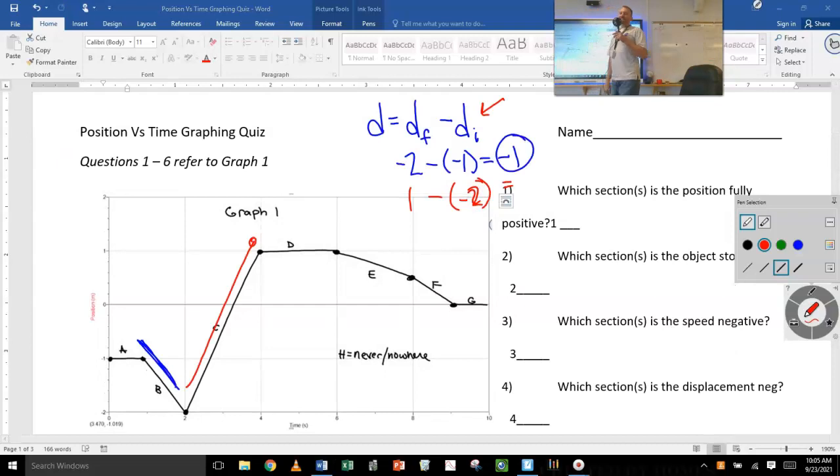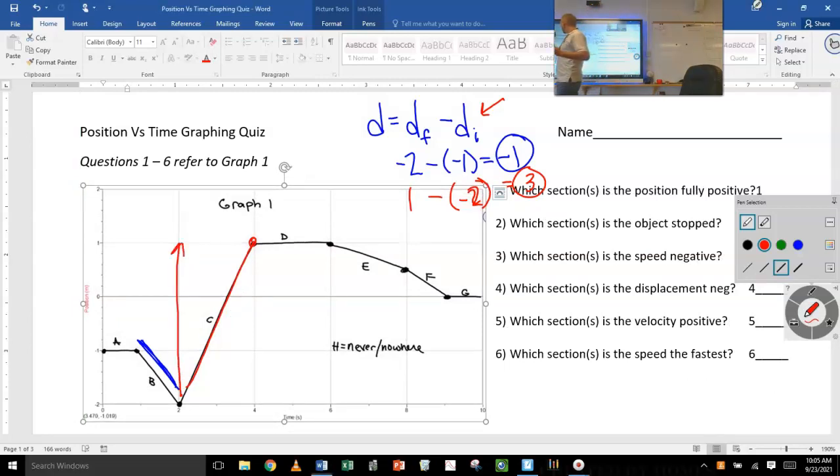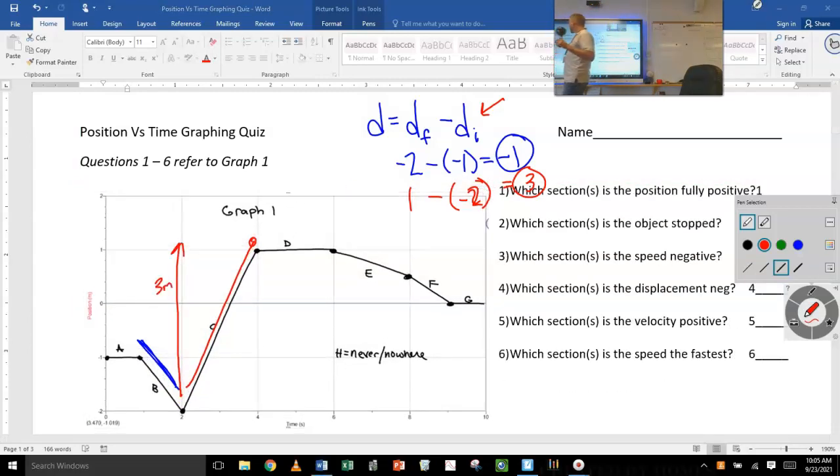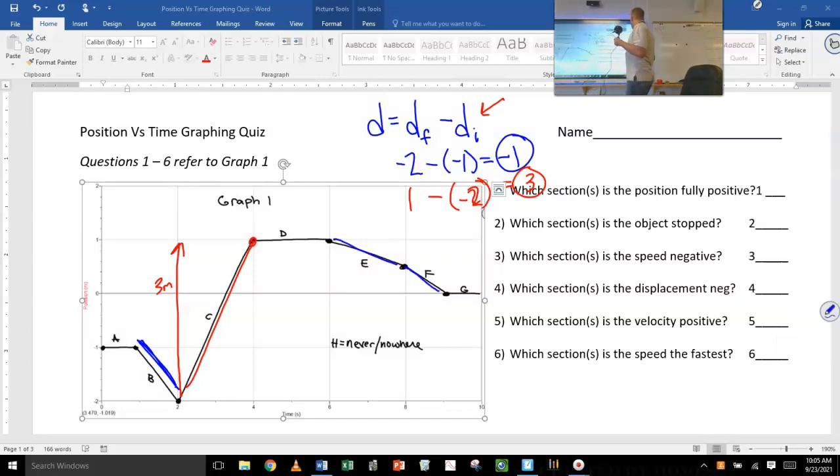So 1 minus -2 equals 3. So my displacement in this case was a positive 3. And you can see that I went a positive 3 meters. Sorry, I'm still getting used to this smartboard. So going through the other places where my displacement is going to be negative, section E and section F. So the correct answer for this one, where is your displacement negative? B, E, and F.